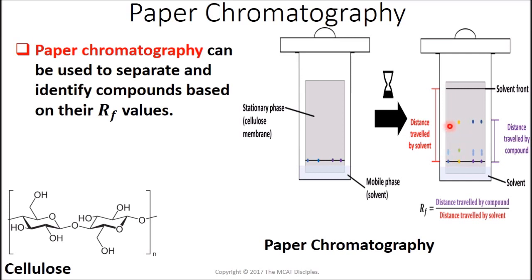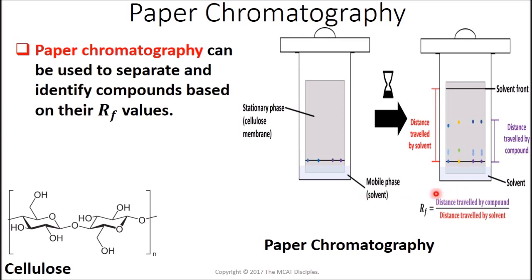So the more polar a compound is, the more attracted to the stationary phase it will be, assuming that the stationary phase is polar itself. If it was nonpolar, it'd be the opposite, right? The nonpolar would be attracted to it more. That means that the more polar you are, the slower you will move through this chromatogram, this stationary phase. All right? The more attracted you are to the stationary phase, the slower you will move through the stationary phase.